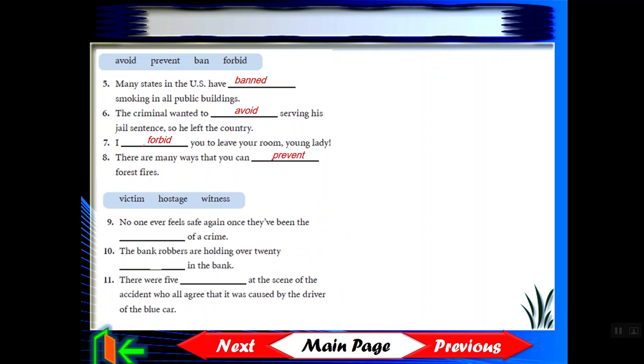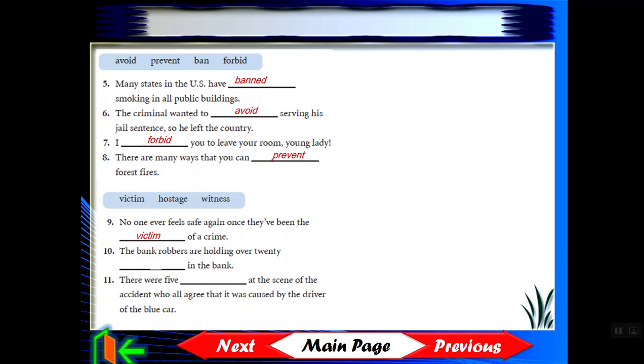The third group of words easily confused: victim, hostage, witness. Victim ضحية, hostage رهينة, witness شاهد. Number 9, no one ever feels safe again once they have been the victim of a crime. So this is about safe. So safe from what? From a victim. You are a victim, you want to be safe again.